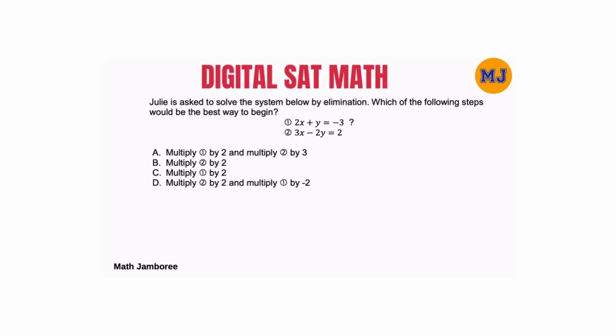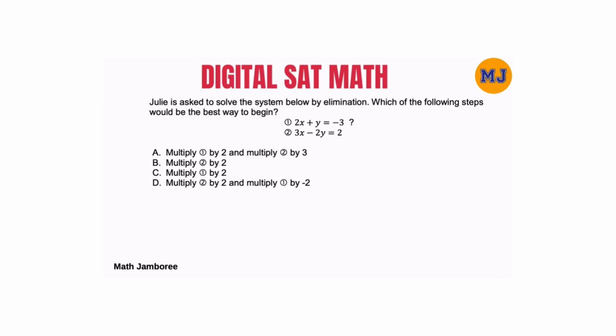Let's read the question first. Julie is asked to solve the system below by elimination. Which of the following steps would be the best way to begin? The first one is given as 2x plus y equals negative 3, and the second one is 3x minus 2y equals 2. In choice A, multiply the first one by 2 and multiply the second one by 3.